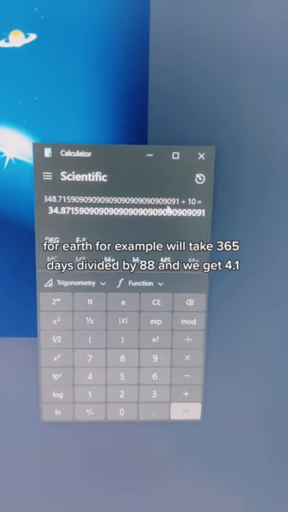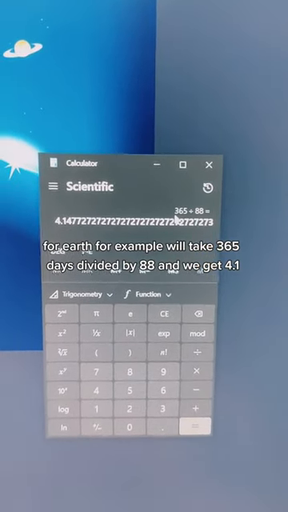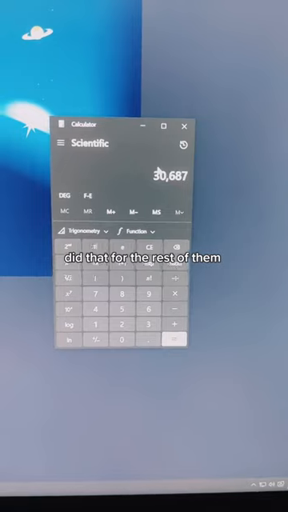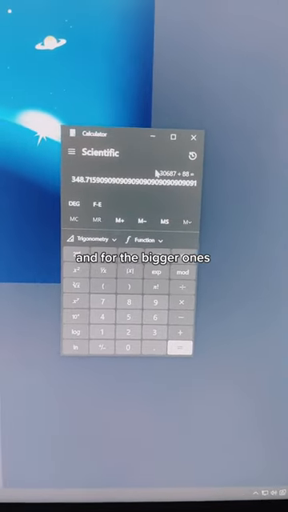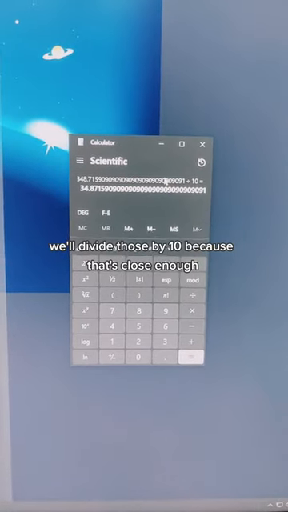For Earth, for example, we'll take 365 days divided by 88, and we get 4.1, so we'll call that 4 beats. Did that for the rest of them, and for the bigger ones, since the numbers are way too big to put into a sequencer, we'll divide those by 10, because that's close enough.